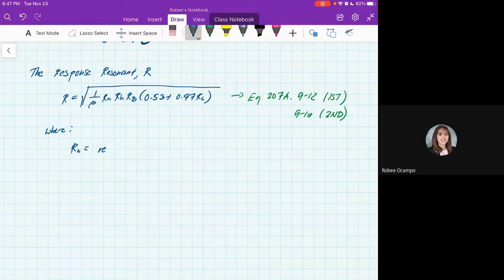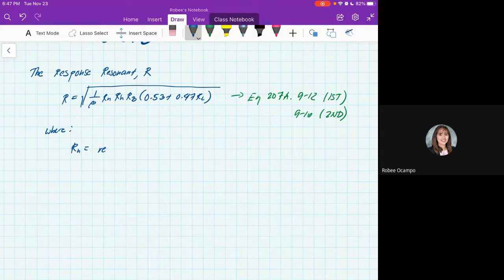All right. Again, the formula for the resonant response, or R, is the square root of 1 over beta times Rn times Rh times Rb, quantity 0.53 plus 0.47 RL. This is from equation 207A.9-12 from the first printing of NSCP and 9-16 from the second printing of NSCP.